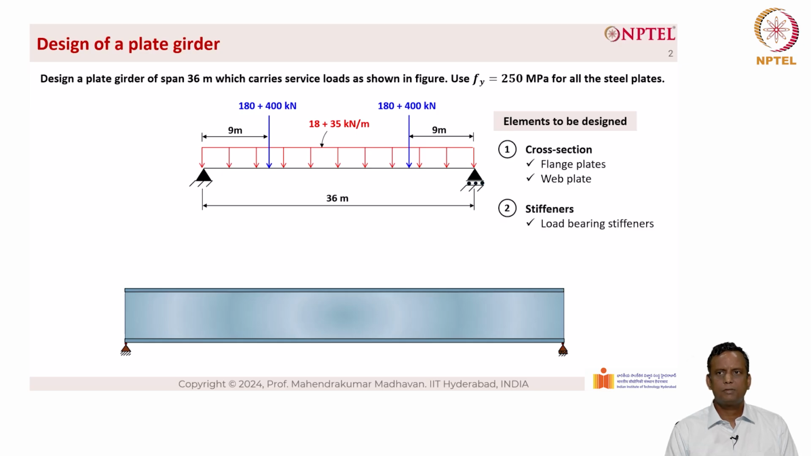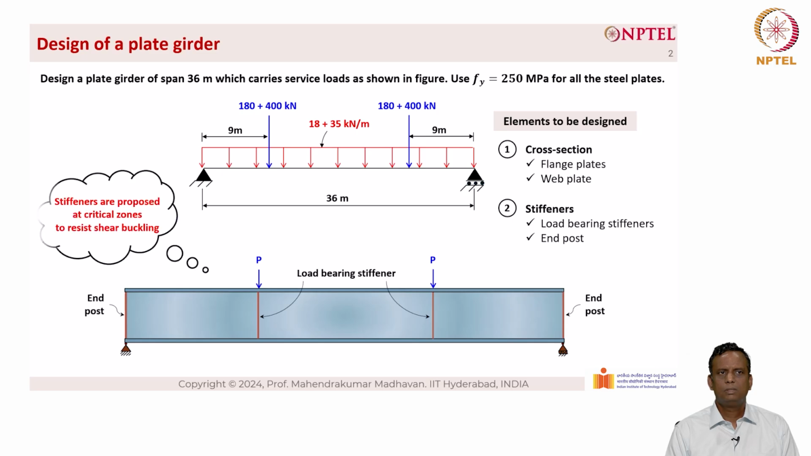The next one is the stiffeners. Stiffeners are of two categories. The first one is called load-bearing stiffeners. The load-bearing stiffeners are stiffeners that are placed just below the concentrated load, as you can see in the picture below. This is a load-bearing stiffener, the red color stiffeners that are highlighted. Next one is the end post. The end posts are basically at the ends of the support.